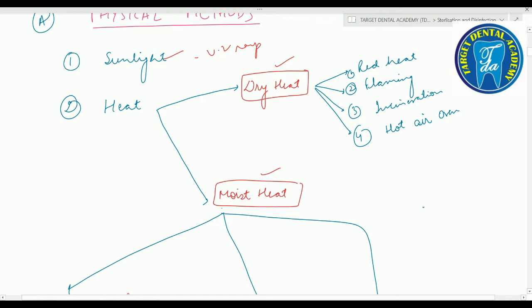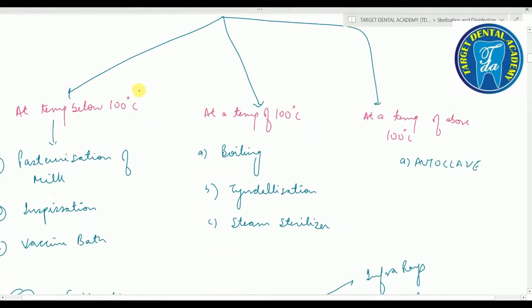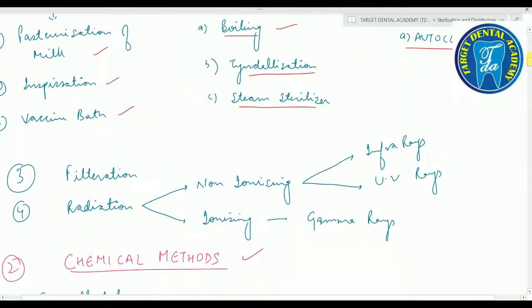The dry heat consists of four methods: the red heat, flaming, incineration and the hot air oven. And the moist heat, in this we have three methods at a temperature below 100 degrees Celsius. It includes three processes: the pasteurization of milk, the inspissation and the vaccine bath. Second method is at the temperature of 100 degrees Celsius. As you all know, at 100 degrees Celsius, the process is known as boiling. Second is tyndallization and third is the steam sterilizer. Third is at a temperature above 100 degrees Celsius, where you can use the autoclave. So these are the methods of heat.